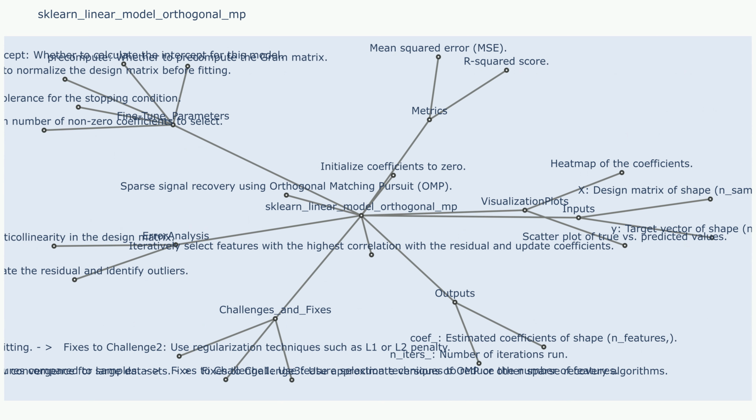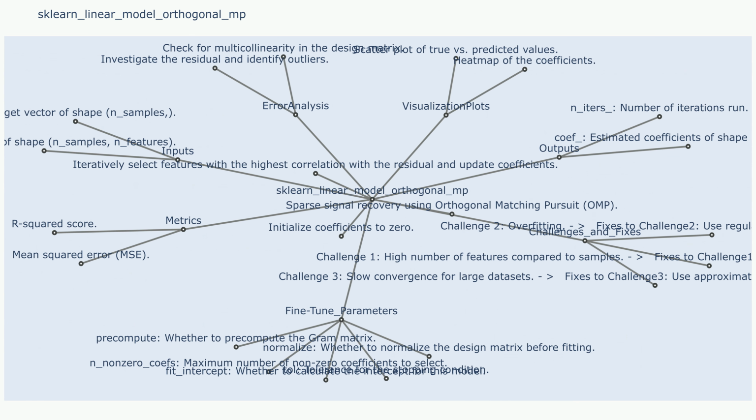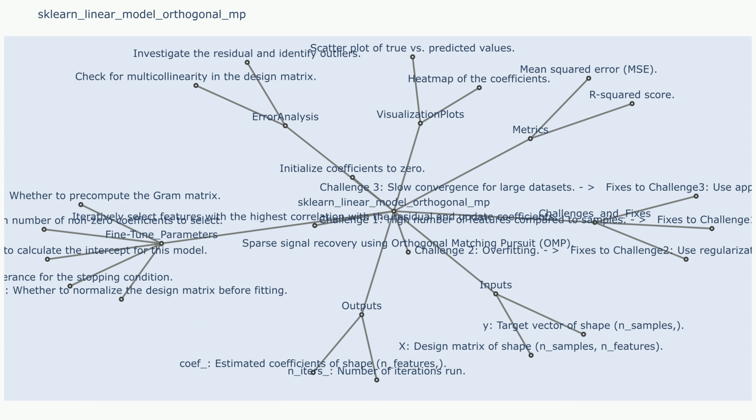Challenges and fixes. Challenge 1: the OMP algorithm can get stuck in a local minimum, leading to a suboptimal solution. Sample use case that resulted in challenge 1: a highly correlated design matrix with a sparse signal. Fixes to challenge 1: increase the number of iterations. Use a different initialization for the coefficient vector.